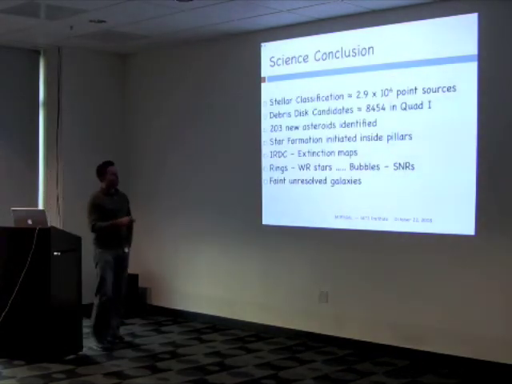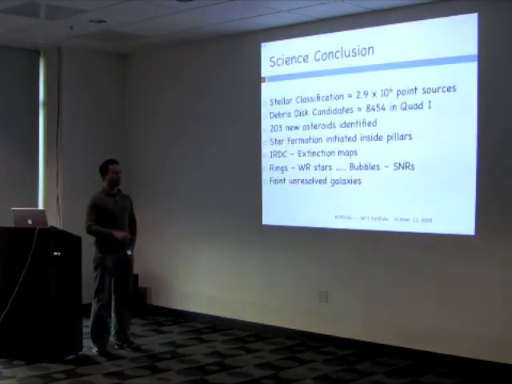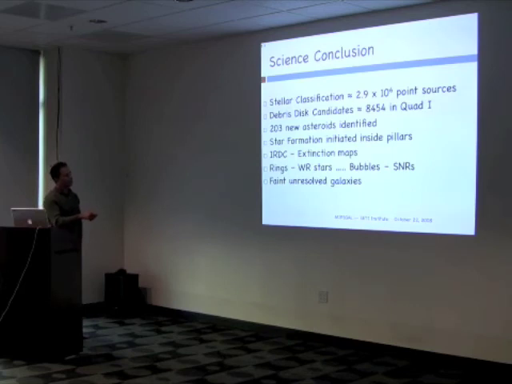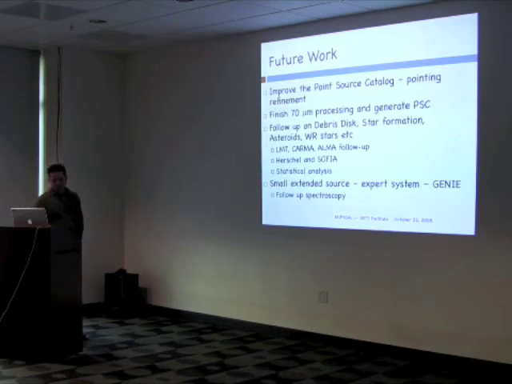So in our final catalog, which includes both the quadrants and the galactic center, we have something like 2.9 million sources. These are the amount of debris disk candidates that I'm interested in following. There are quite a large number of asteroid detections. All the other is work that is being continued, should be fun.